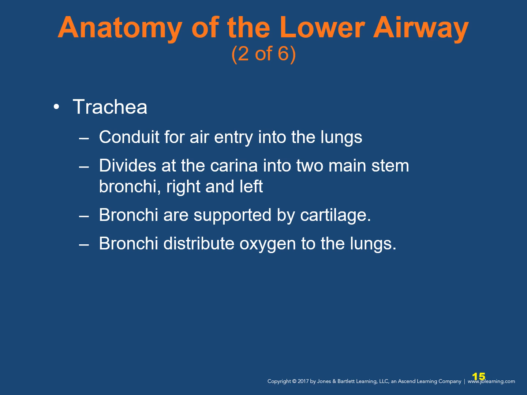In the thoracic cavity, the trachea divides at the carina into two main stem bronchi, one for the right lung and one for the left lung. The bronchi are supported by cartilage. They distribute oxygen to the two lungs.